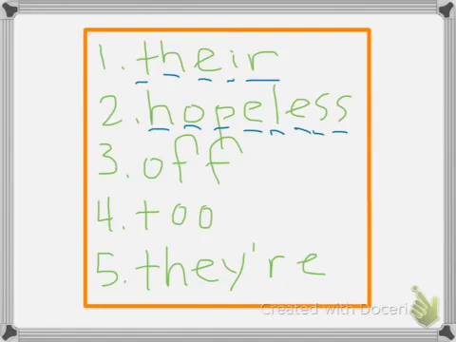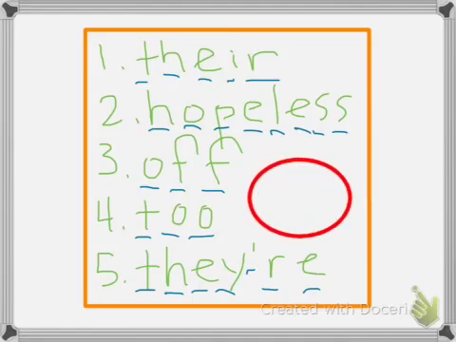Number 3, off. O-F-F. Number 4, to. T-O-O. And number 5, there, which means they are. Remember the click. T-H-E-Y. Click, R-E. There. Now if you noticed the secret image, find a spot on your sticky note, like I might put it right there, and draw what you saw.